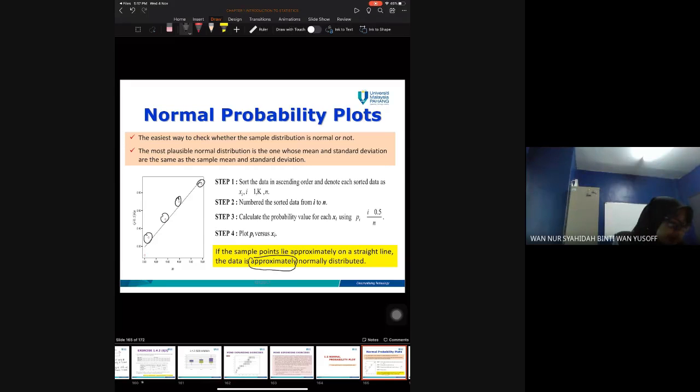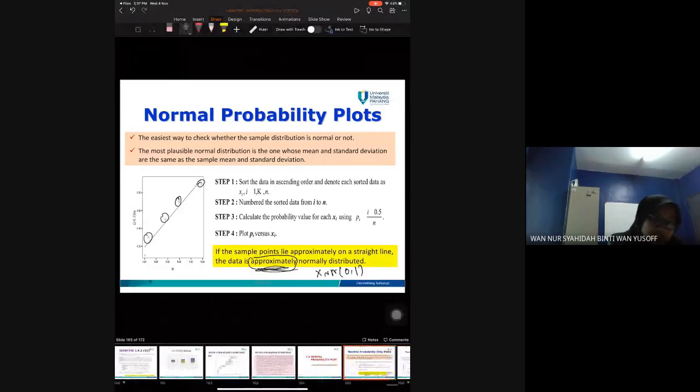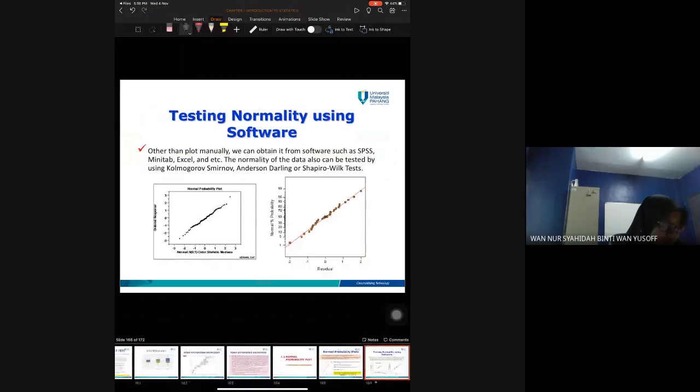Perfect means that the mean mu is 0 and the variance is 1. That is a perfect normal distribution, but it is really impossible to get that. That's why we use approximately normal distribution here. So that's what you need to do for your assignment. This is just for your information.